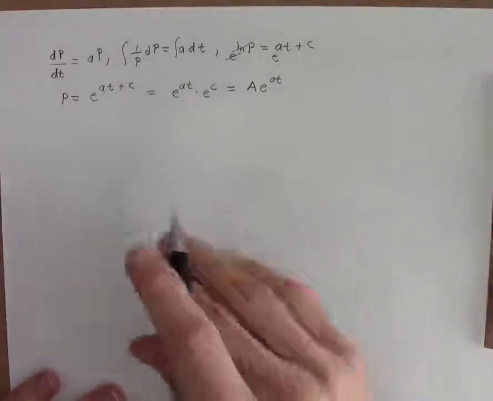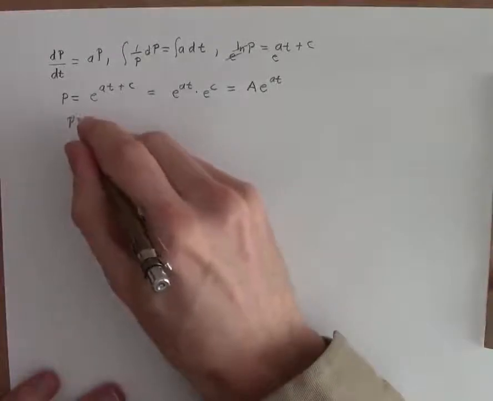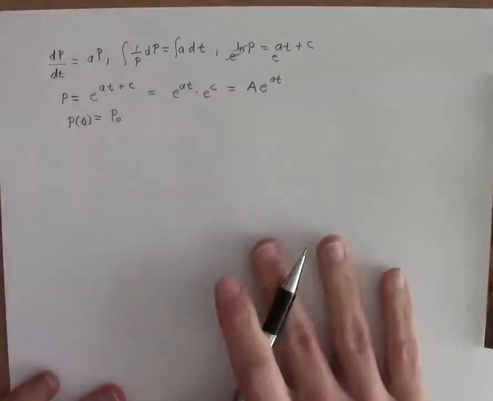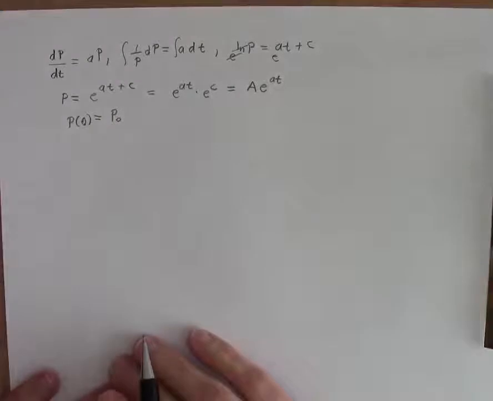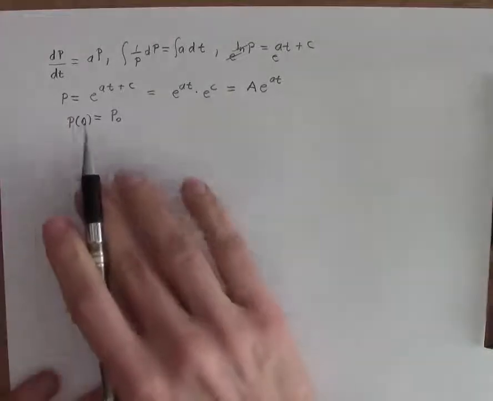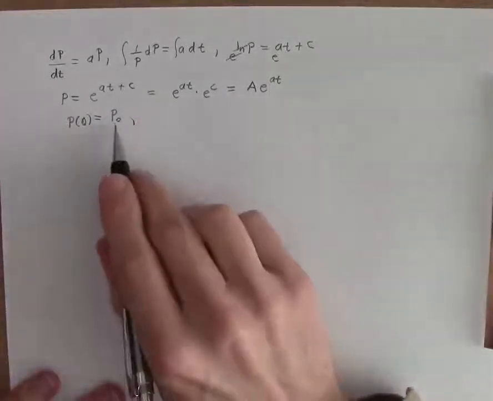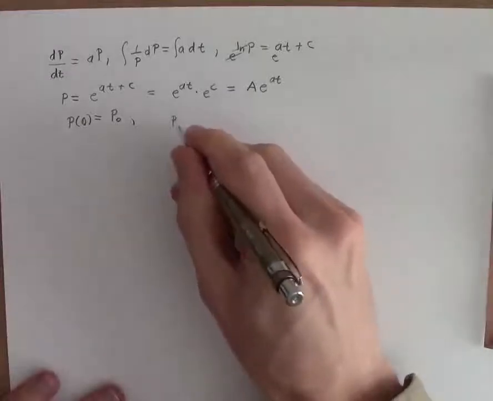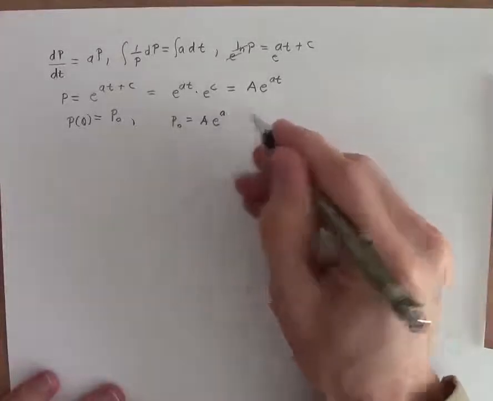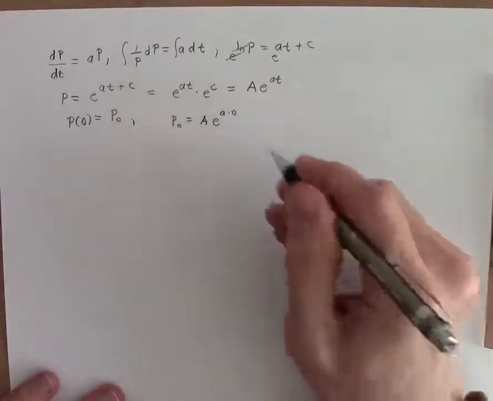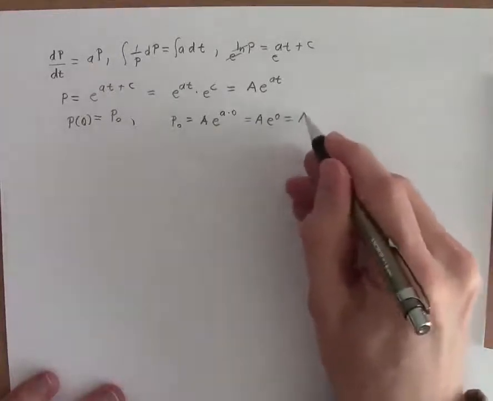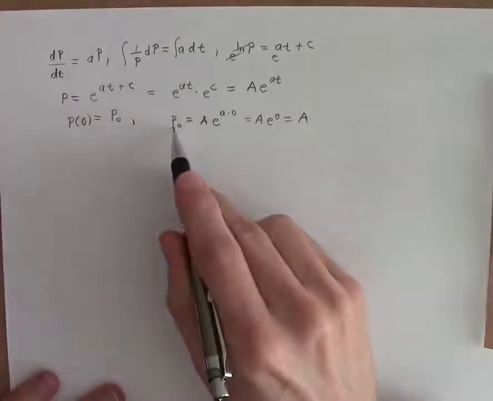Now suppose we have an initial condition. So suppose that at time 0, p has the value of some initial population, which we'll call p sub 0. Then we can use that to solve for the constant in our equation. So we have p is equal to p0. So A e to the power a, and then time is equal to 0. So that's equal to A e to the 0, which is just equal to A. So A is equal to p sub 0.